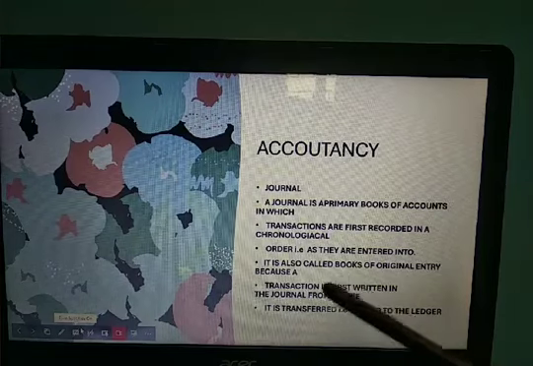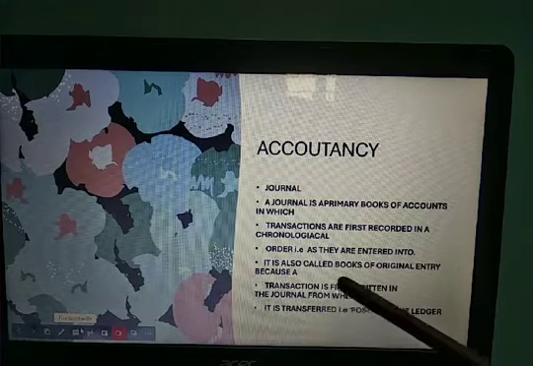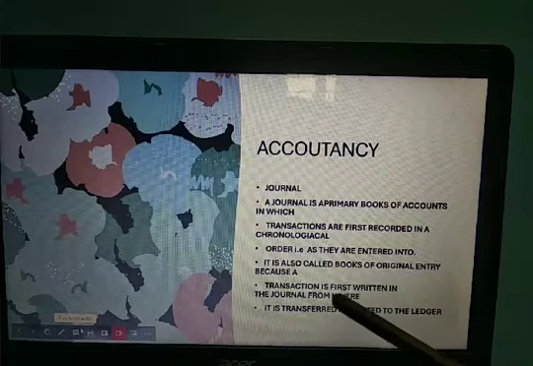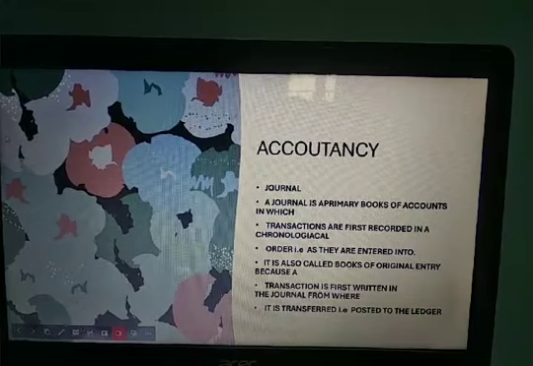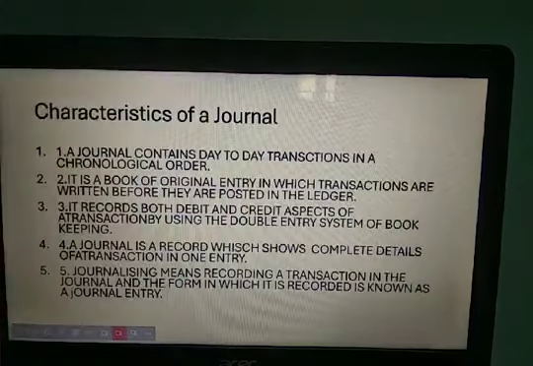It is also called a book of original entry because a transaction is first written in the journal, from where it is transferred into the ledger. So that's why it is called the book of original entry.